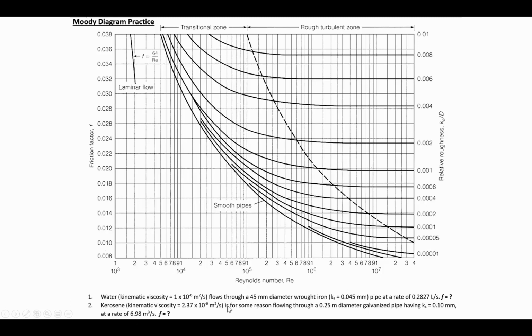So this phrase, for some reason, that's my acknowledgement that these flow conditions probably wouldn't be seen in the real world. I just wanted to create a scenario that was at an interesting location on this Moody diagram. So this isn't something that you're likely to see in a real world kerosene pipeline, but let's just go with it and practice the same thing again, calculating the relative roughness, calculating the Reynolds number, and then finding the equivalent friction factor f.